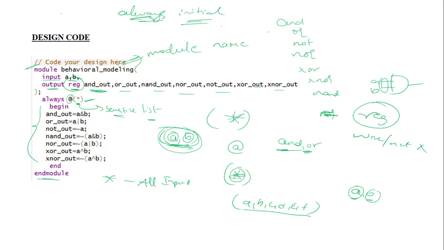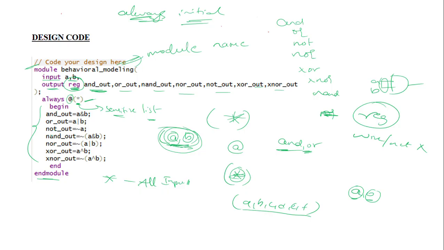But always and initial blocks do not allow the net data type. You must and should remember that. That's why I represent reg here. So why do you have to represent reg? This is the reason. Initial and always blocks never take the net data type. That's why I represented it with reg.